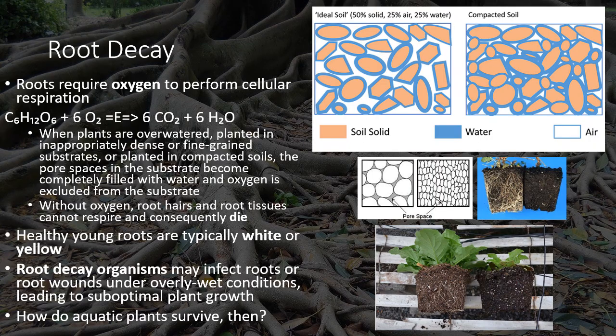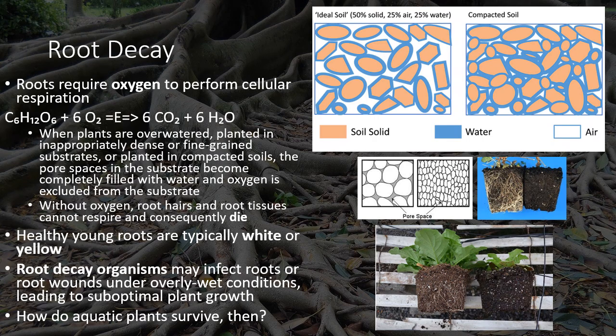The fourth factor which can impact the probability of root decay is root decay organisms. Some of these are saprophytic, meaning that they are just present to decay already dead material.